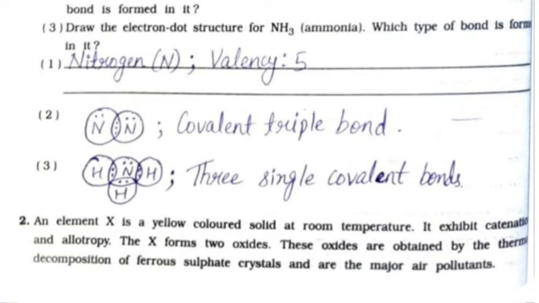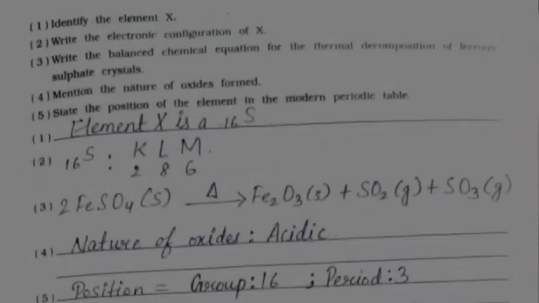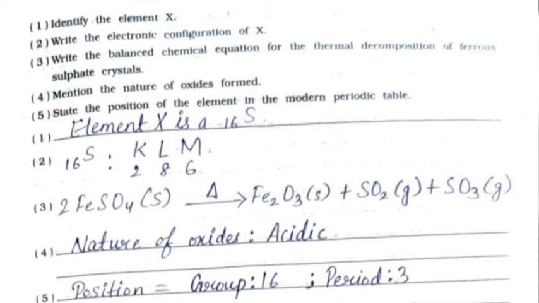Second one: an element X is a yellow colored solid at room temperature. It exhibits catenation and allotropy. The X forms two oxides. These oxides are obtained by the thermal decomposition of ferrous sulfate crystals and are major air pollutants. On the basis of this information, you need to answer the questions given below. So you can see from the video and complete it in your workbook.